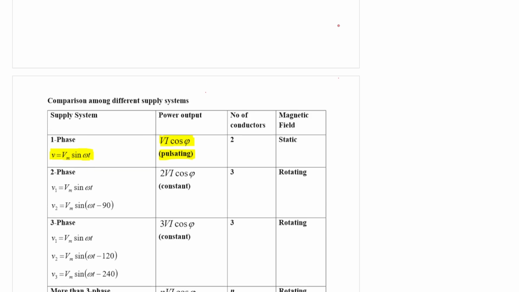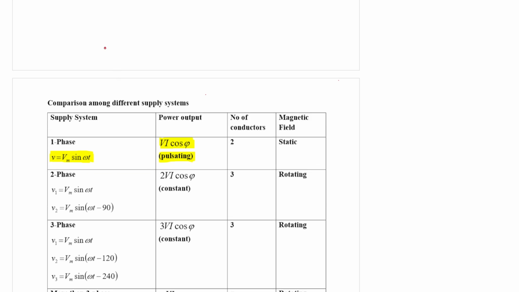That means if we plot power as a function of time, then power should look like this. It is always pulsating in nature. Sometimes it goes high, sometimes it reduces. So power is never a constant term. That is a problem. So if power is fluctuating, then the torque developed from power.